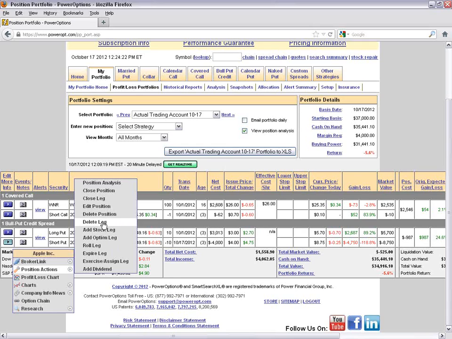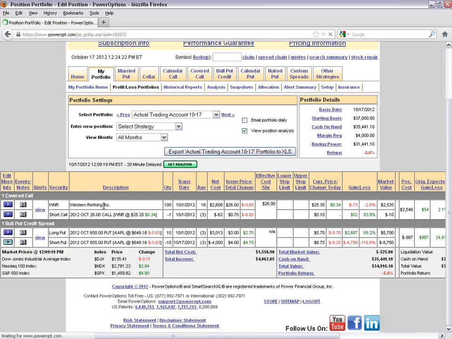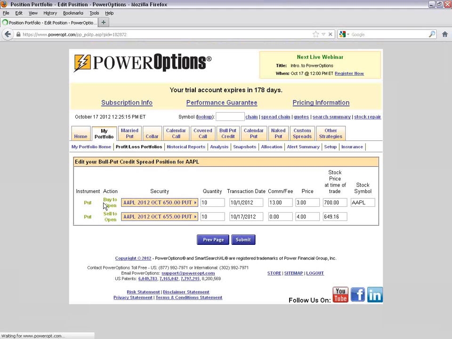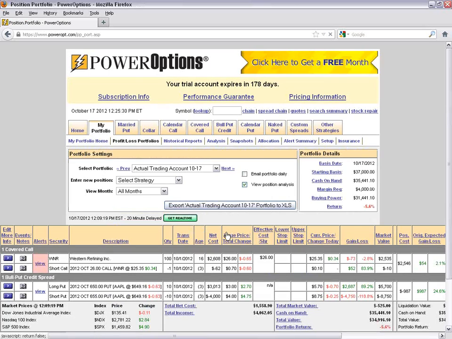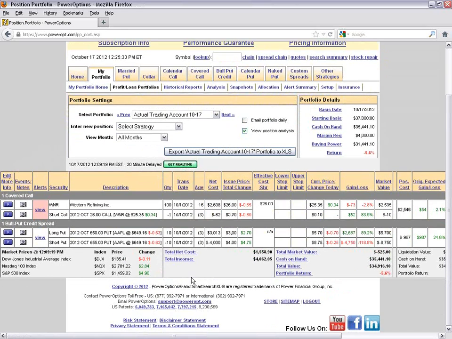What I need to do, though, is edit the position quickly. Select Edit Position. It'll take us right back to that entry. And, oops, all I need to do here is change the date. Got to change that back to 10/1 for the short leg. And let's click on Submit. All right, and we're all set.